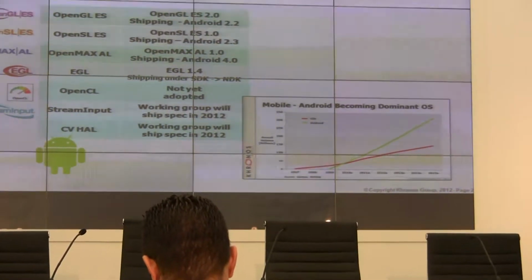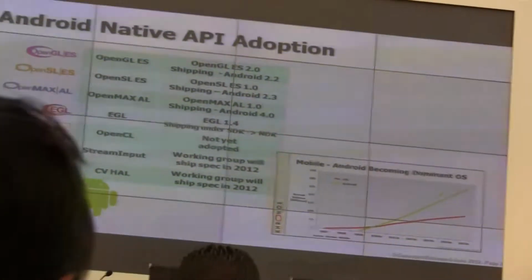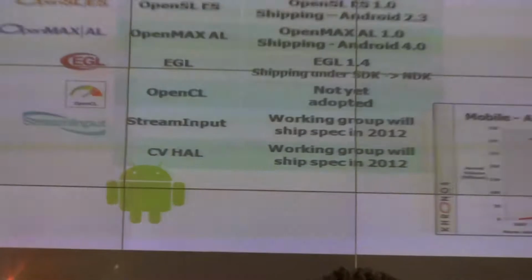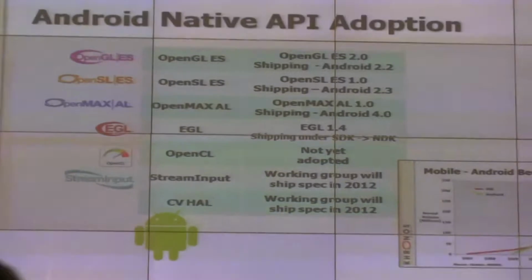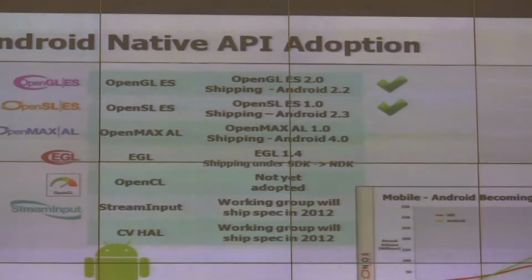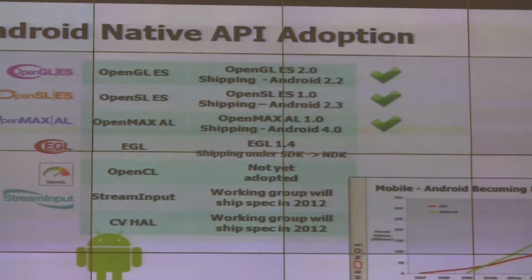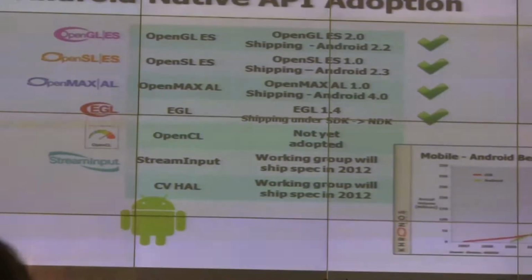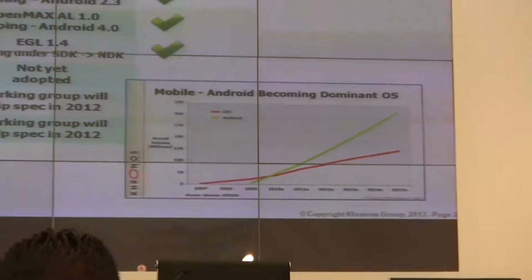So having these APIs is great, but if they don't actually ship in real operating systems, they're not much use to anybody. The good news is that many operating systems, including Android, which is by many measures one of the key adopted OSs, are beginning to adopt these APIs. So OpenGL ES has been shipping in Android since 2.2. OpenSL ES has been shipping in Android since 2.3. OpenMAX AL has been shipping in Ice Cream Sandwich, that's Android 4.0. EGL has been there for a long time, kind of hidden under the covers, but increasingly it's going to be exposed to the developer directly, particularly with EGL streams.